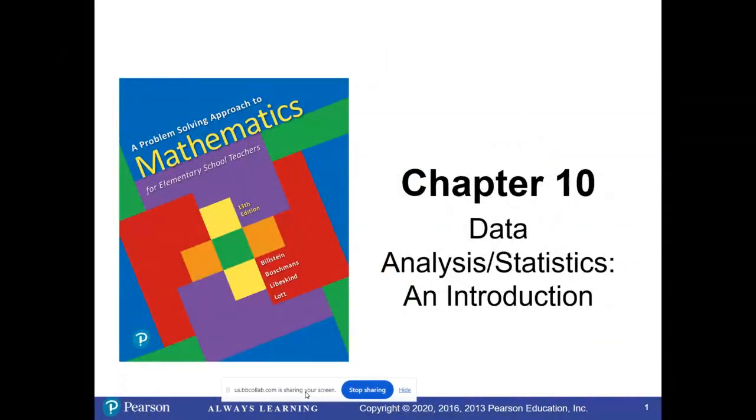Okay, we're starting... we're in the middle of Unit 4, but we're starting a new chapter. So the rest of this unit will all be about statistics and data analysis.